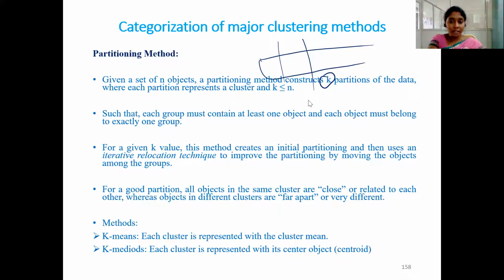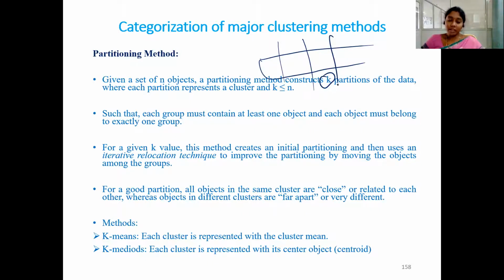Like that, it partitions the data into different groups, such that each group should contain at least one element. There is no rule that all are equal partitions or unequal partitions. That is not a constraint here. The rule is that each partition should have at least one element, which means there is no empty partition. Another rule is that each data element should fall under one of the partitions.